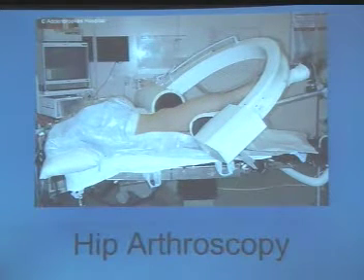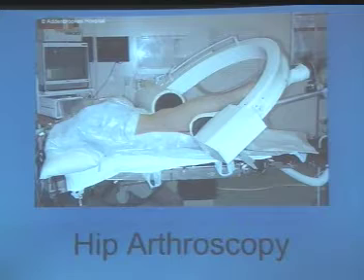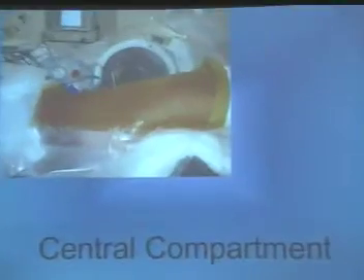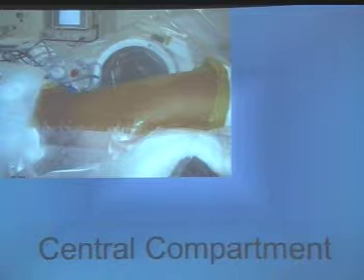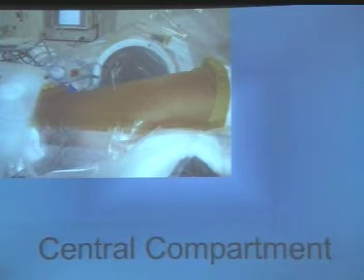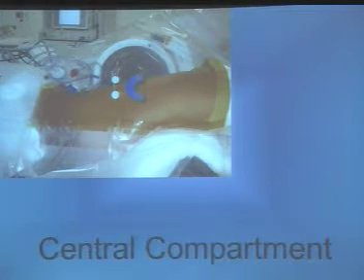We propagate the use of hip arthroscopy in the lateral position. Now, the approach is about 1.5 centimeters above the tip of the trochanter, and the second portal of entry is about 3 to 3.5 centimeters in the same region. So there's the trochanter, that's the first entry, and that's the second entry.